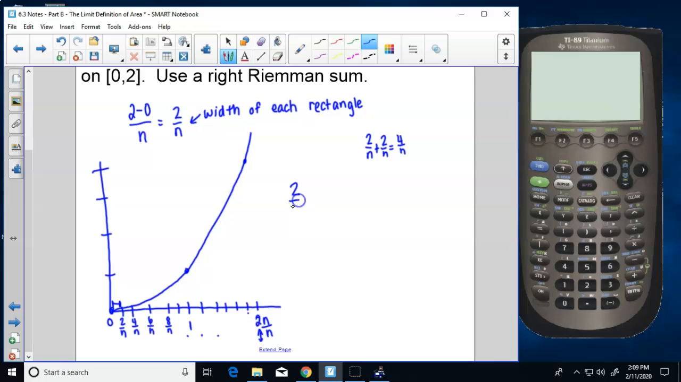So, if we are going to do a Riemann sum for this, the width of each rectangle is 2 over n, so 2 over n would be out front, right? And it says to use a right Riemann sum, and there's a reason why we're going to use the right Riemann sum. It just makes it a little bit easier to do. If I'm using the right Riemann sum, I do not use that first endpoint. I would use 2 over n here. So I would have f of 2 over n plus f of 4 over n plus f of 6 over n plus dot, dot, dot, and then my last one would be f of 2n over n.